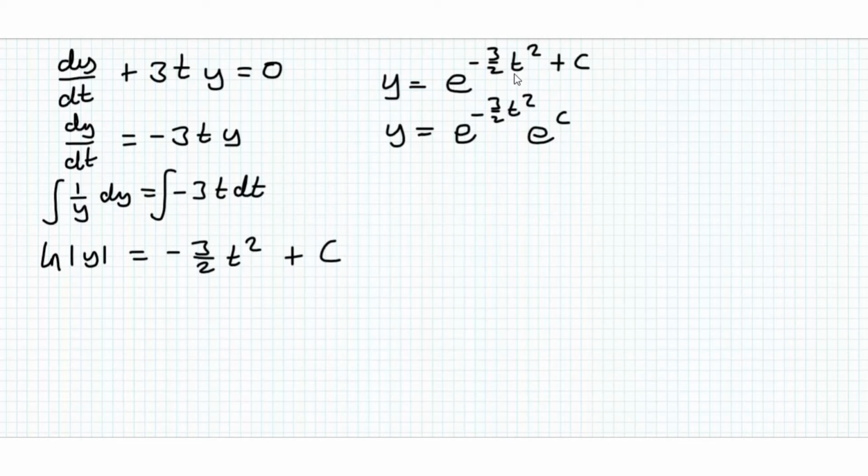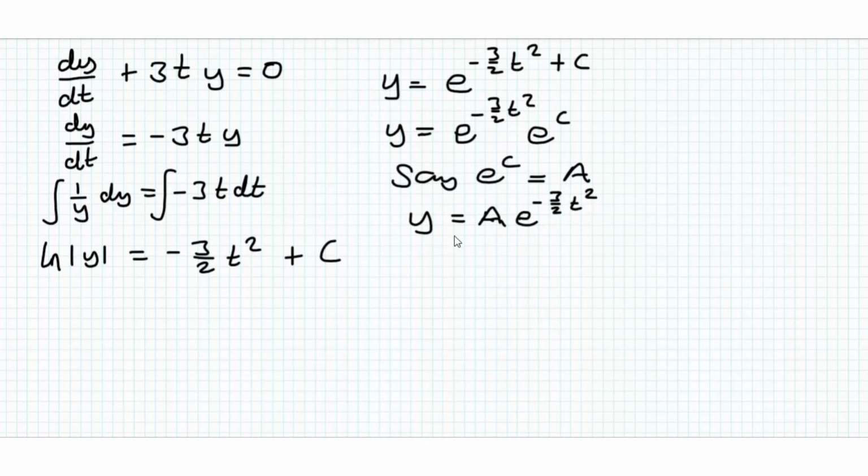And then what we're going to do is say e to the c, since this is just a constant, e is a constant raised to a constant c, we're just going to call that a, and then we've got y equal to a e to the minus 3 over 2 t squared. And that's our form.